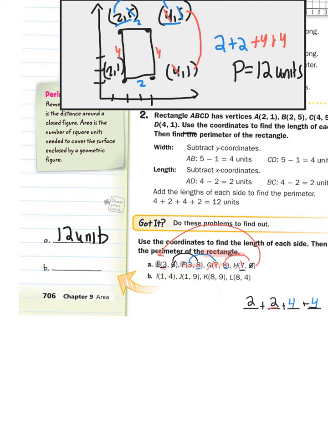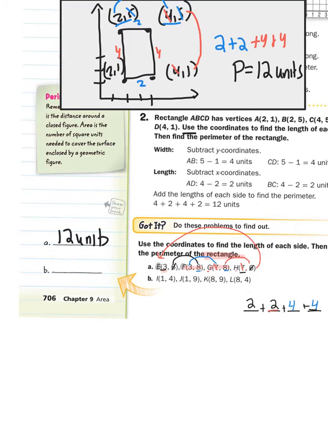Now, I want you to do B. Just remember, when you're looking, the number that's the same, you ignore. So you'll ignore the 1's and subtract the 9 and the 4. Since it's a rectangle, you're going to have 4 sides. And remember, 2 of them will be the same, and the other 2 will be the same as well. So try B, pause the video. When you're done, I want you to restart it, and then I'll go over it. Okay, go ahead.